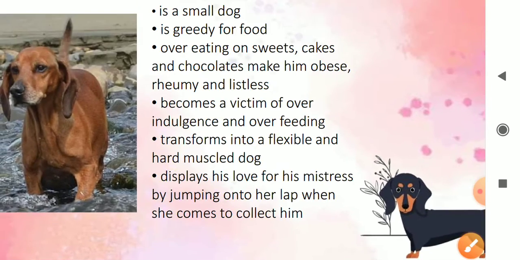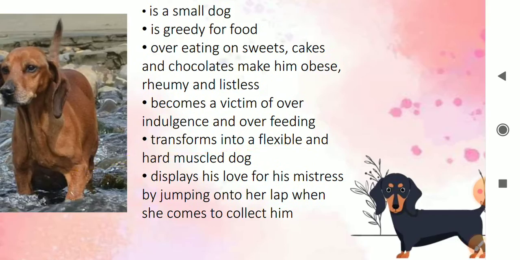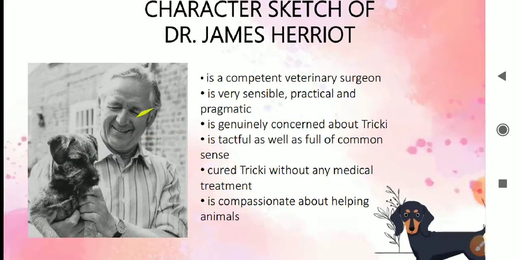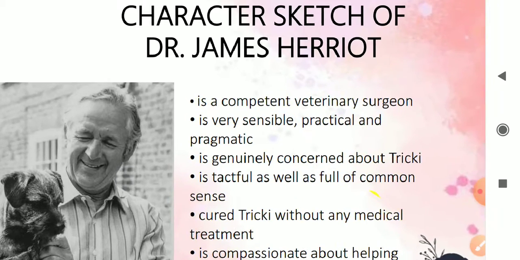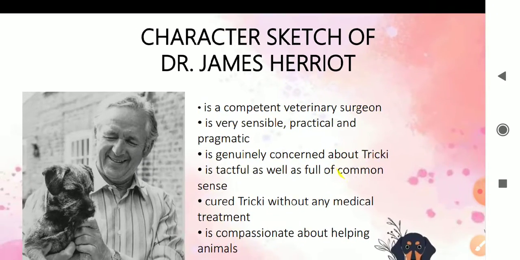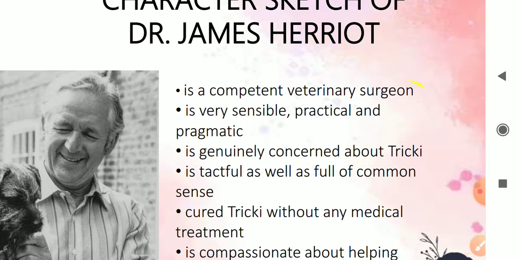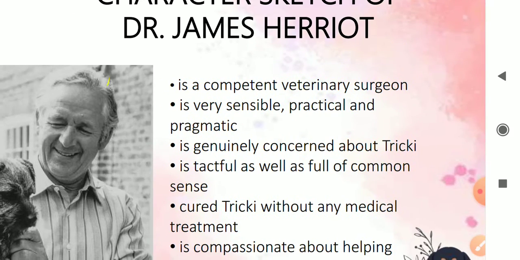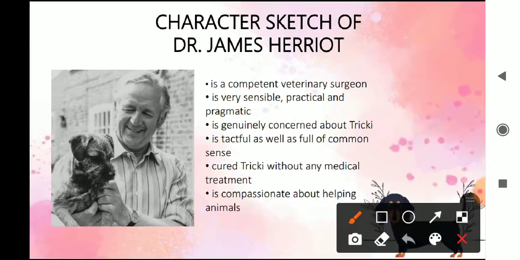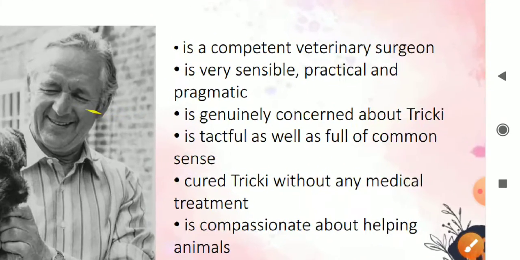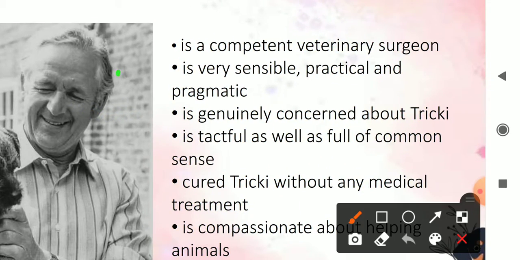Now, after knowing Tricky's character, we have only one character left, and that's Dr. Harriott. Remember, guys, Dr. James Harriott is a competent veterinary surgeon. In this story, he talks about his real life experience that he has experienced in his lifetime. He is sensible, practical and pragmatic.